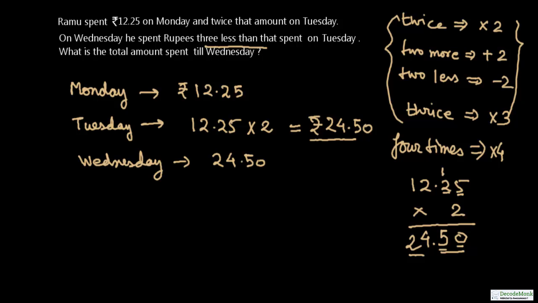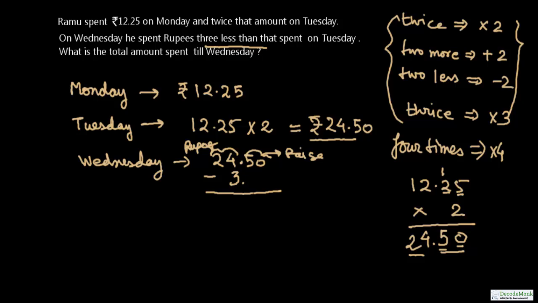It's 3 less. So minus 3. Please observe that we have put rupees 3 under the rupee part. So you know that this 24 is the rupee part and this 50 is the paise part. It is asked 3 less, rupees 3 less. So it is rupees 3. So we have to subtract rupees 3 from 24.50. Because this 3 is rupees, we will put this 3 under rupee.